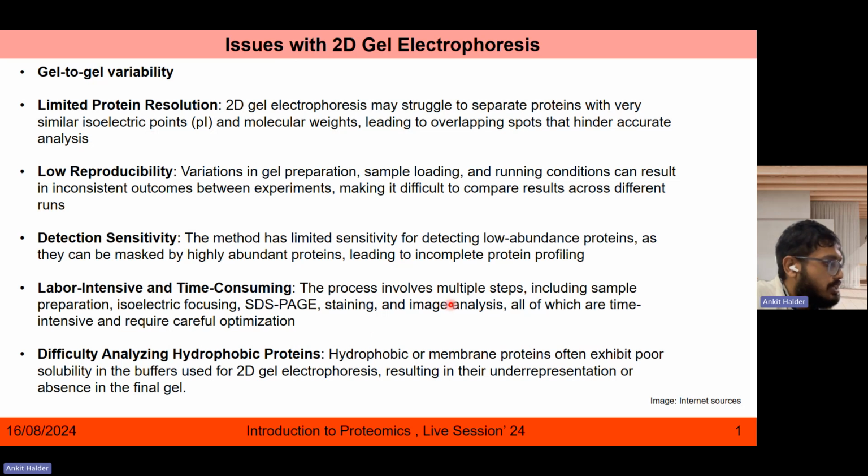Then it is labor intensive and time consuming. The process involves multiple steps: sample preparation, and isoelectric focusing. Before that you need rehydration, either passive or active rehydration. Then sample preparation, SDS-PAGE, staining, and image analysis, all of which are time intensive and require very careful optimization. Another problem is difficulty in analyzing hydrophobic proteins. Hydrophobic or membrane proteins often exhibit poor solubility in the buffers used for 2D gel electrophoresis, resulting in underrepresentation or absence in the final gel.